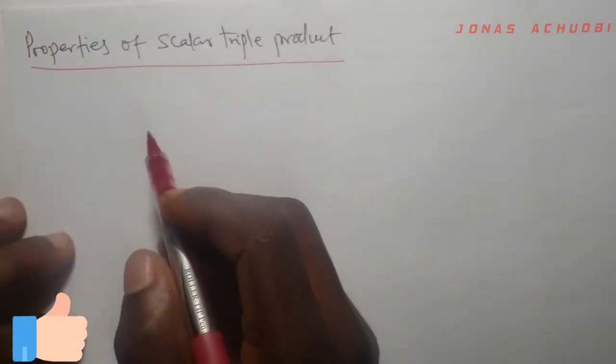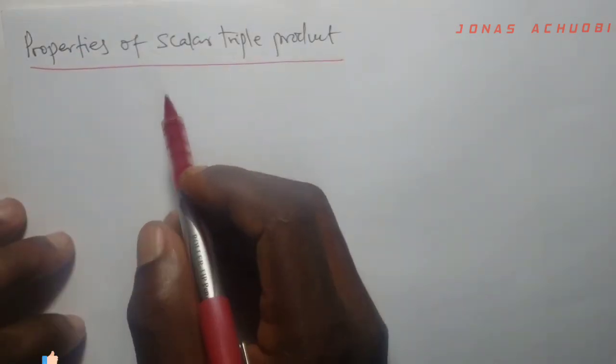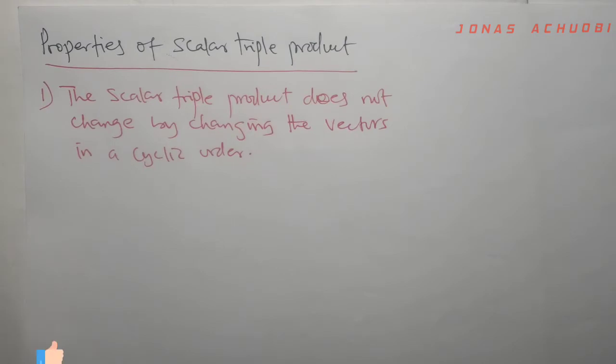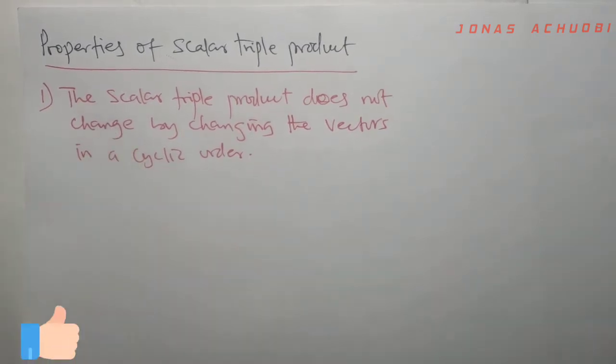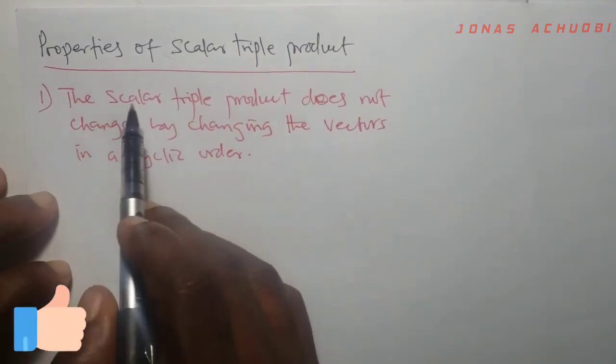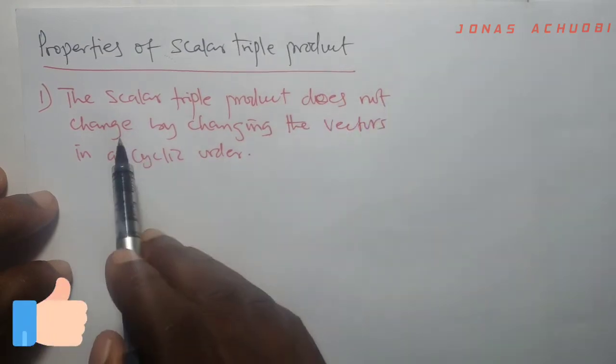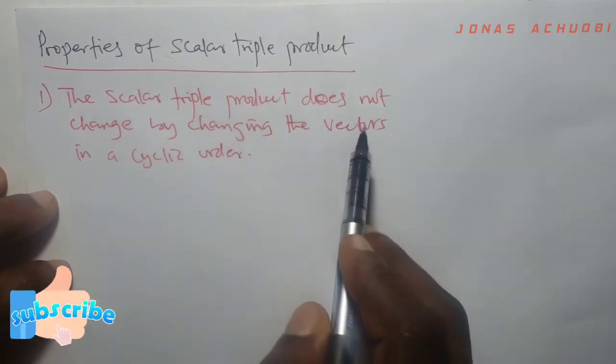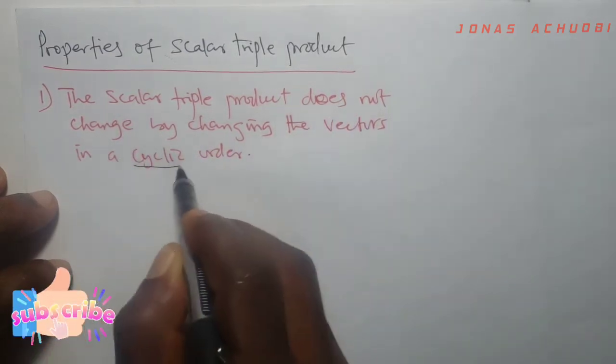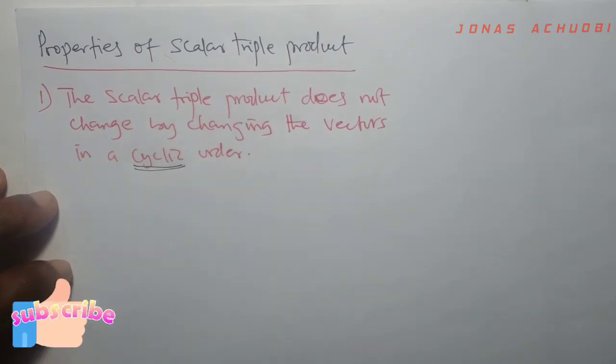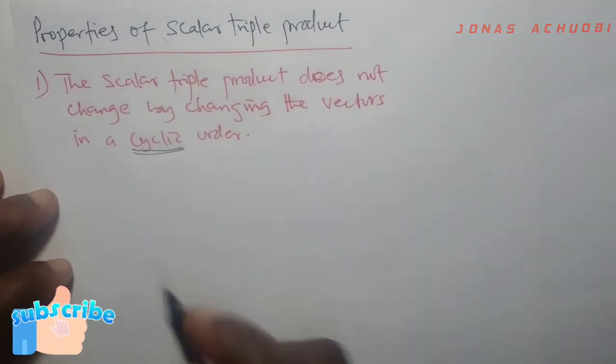Now we shall investigate a few important properties of the scalar triple product. Number 1, the scalar triple product does not change by changing the vectors in a cyclic order. That's the key word there, in a cyclic order. So let me explain that.